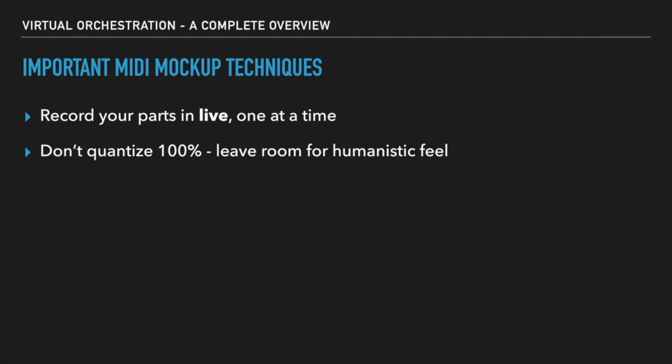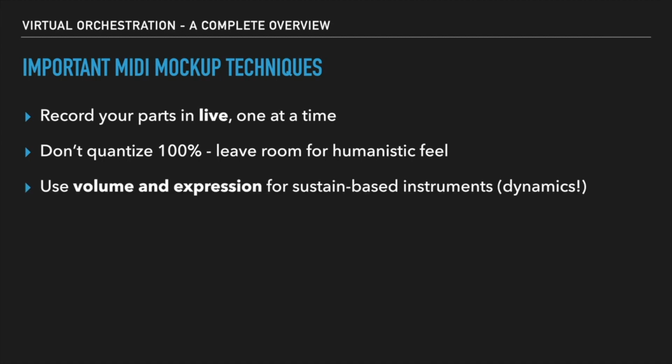Also, you don't want to quantize 100% in orchestral music. You want to leave some room for a humanistic feeling. You don't want all the instruments to be exactly on the grid because that could sound robotic and kind of like a machine gun. So you want to have the notes slightly off the grid so there's a bit of a human feel to it.